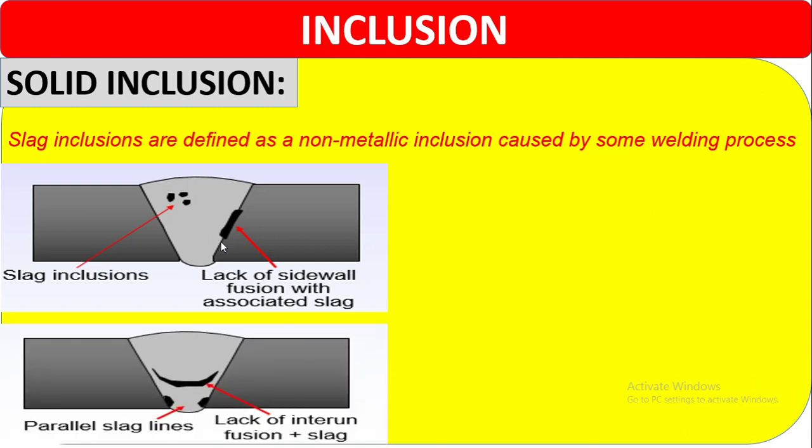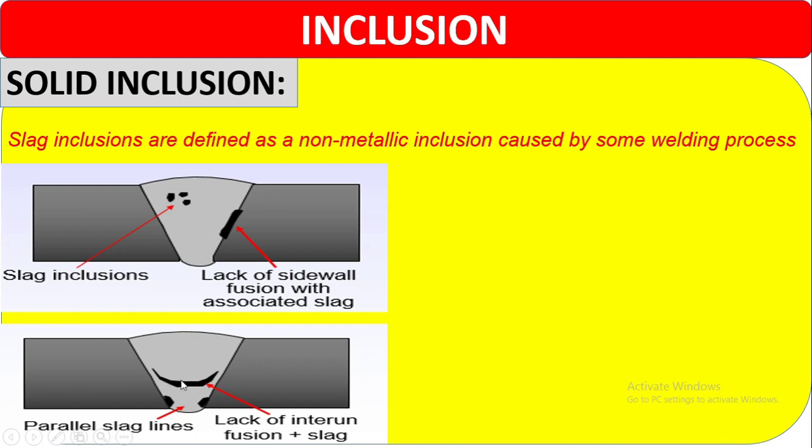Parallel slag lines, lack of internal fusion plus slag. You can see here slag, here slag. In the root you have finished, after the second run the area is not cleaned properly, so the slag is generated. Also maybe you can say this area is not melted properly, that's why the slag is generated. And in this area, you can understand the lack of internal fusion.